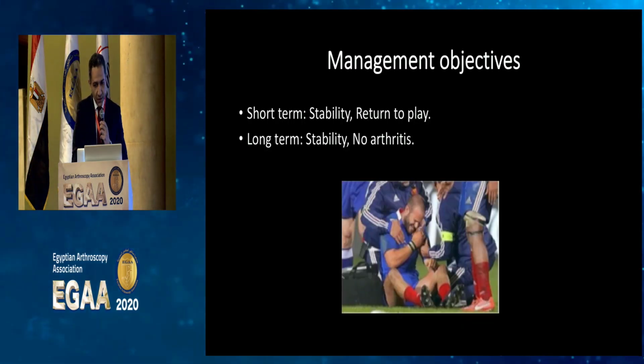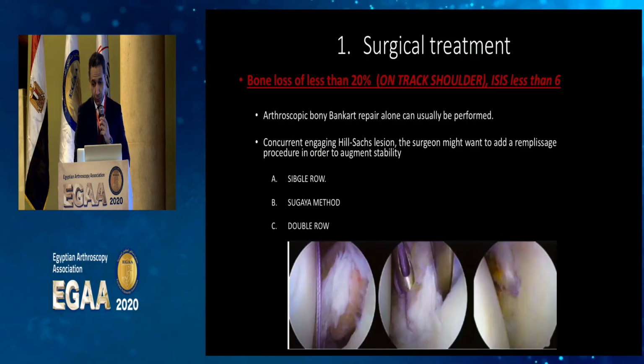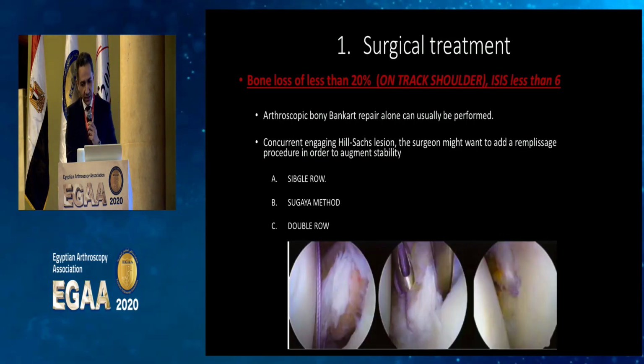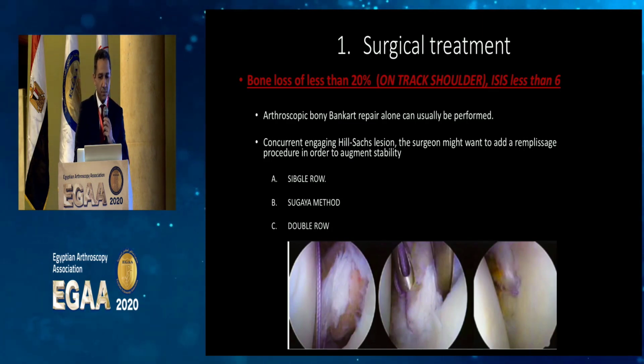So the management objective for us in the short term is to have a stable shoulder and the patient returning to sport as soon as possible. And our long-term management objective is to maintain this stability with no arthritis development. So when the lesion is small and the shoulder is on track, an arthroscopic bony Bankart repair can be performed. Many techniques are available: single row, double row, the Sugaya technique, and also a remplissage can be added if there is a large Hill-Sachs.